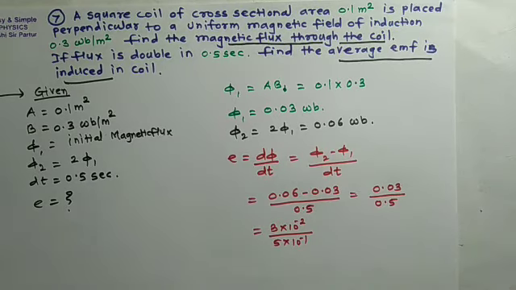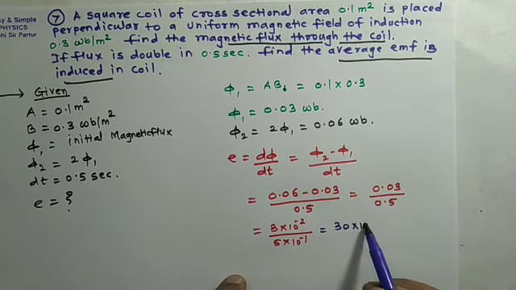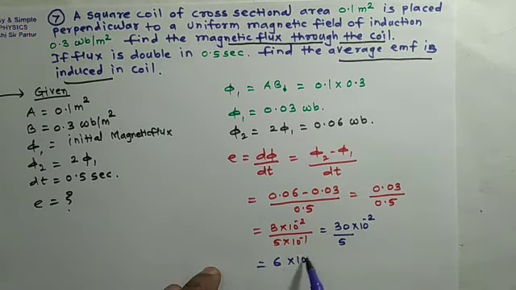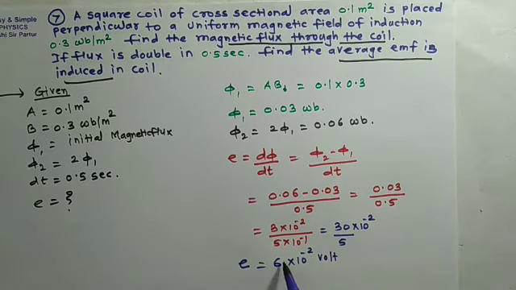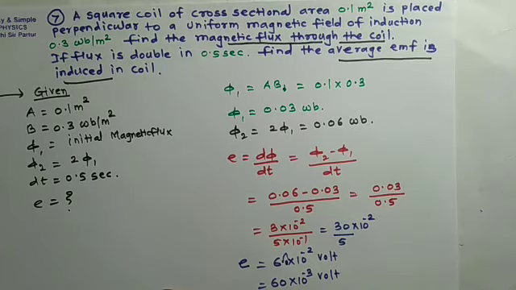If minus 1 is shifted, it is 30 into 10 to the power minus 2 upon 5. So here 6 into 10 to the power minus 2 volt will be the EMF induced in the coil. But if the decimal point is shifted, it becomes 60 into 10 to the power minus 3 volt. So the EMF induced in the coil will be 60 millivolt, that is the average EMF.